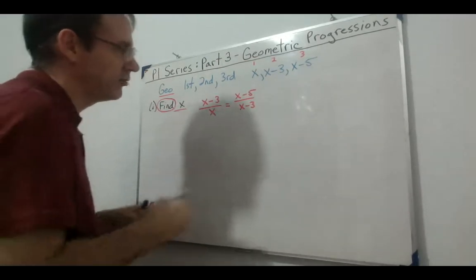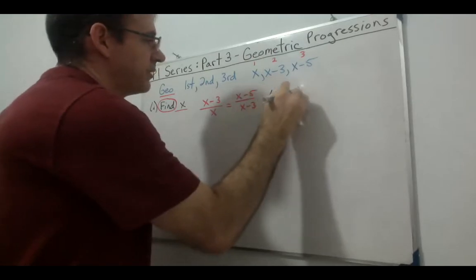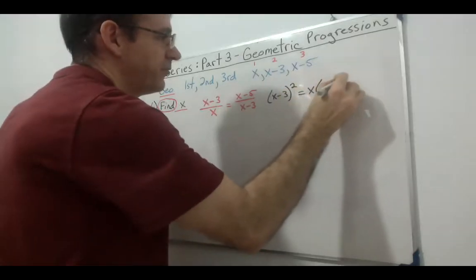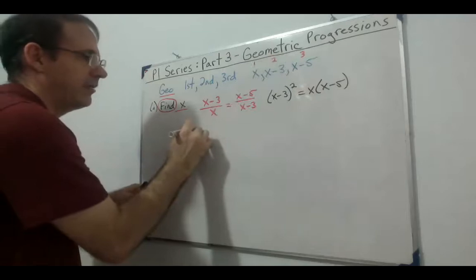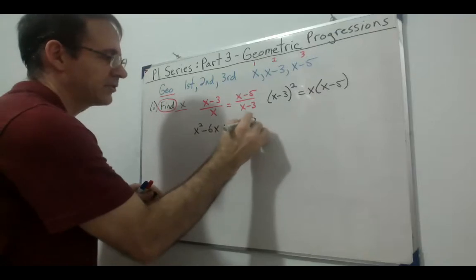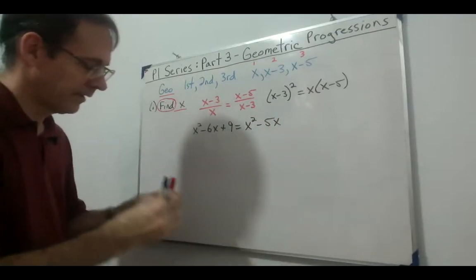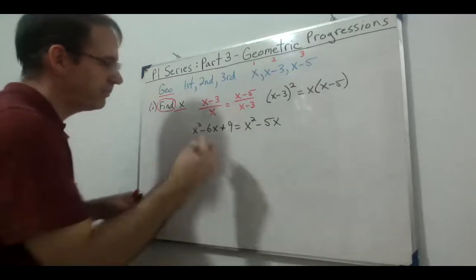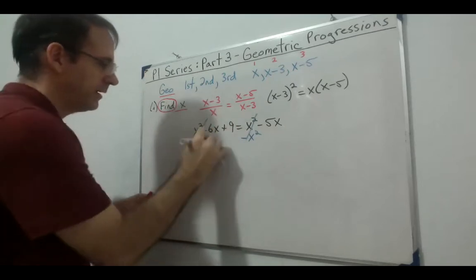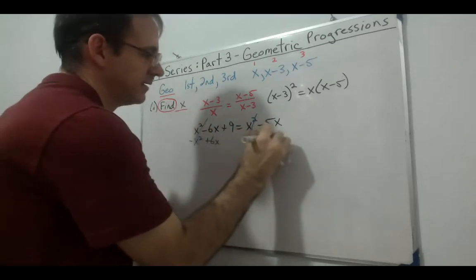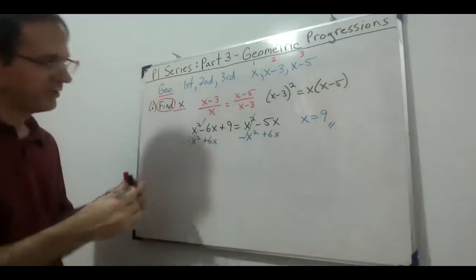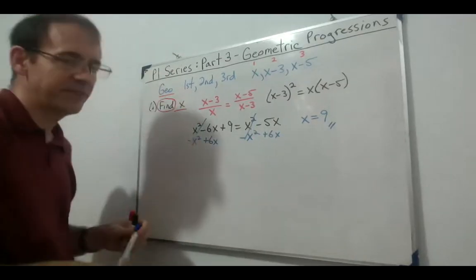So again, you cross multiply, you get an x minus 3 squared. This one times this one equals x times x minus 5. When you multiply that out, you get x squared minus 6x plus 9 equals x squared minus 5x. So as you start to simplify, if you subtract x squared from both sides, it cancels out. If you add 6x to the other side, you end up with x equals 9. So here we have x equals 9. We now have the value of x.